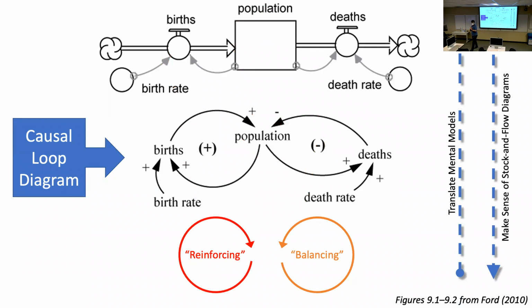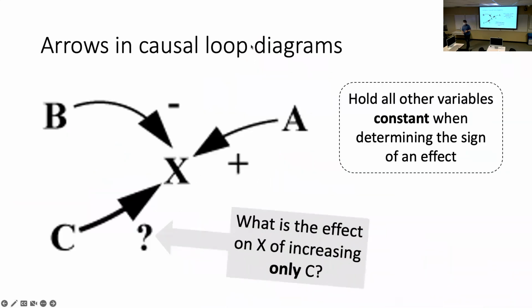Or I'll ask you, did I annotate this stock and flow model with the right feedback loops? That'll require you to draw a causal loop diagram from the stock and flow. So CLDs can be used in both ways. And then make sure that we know how to label these things.